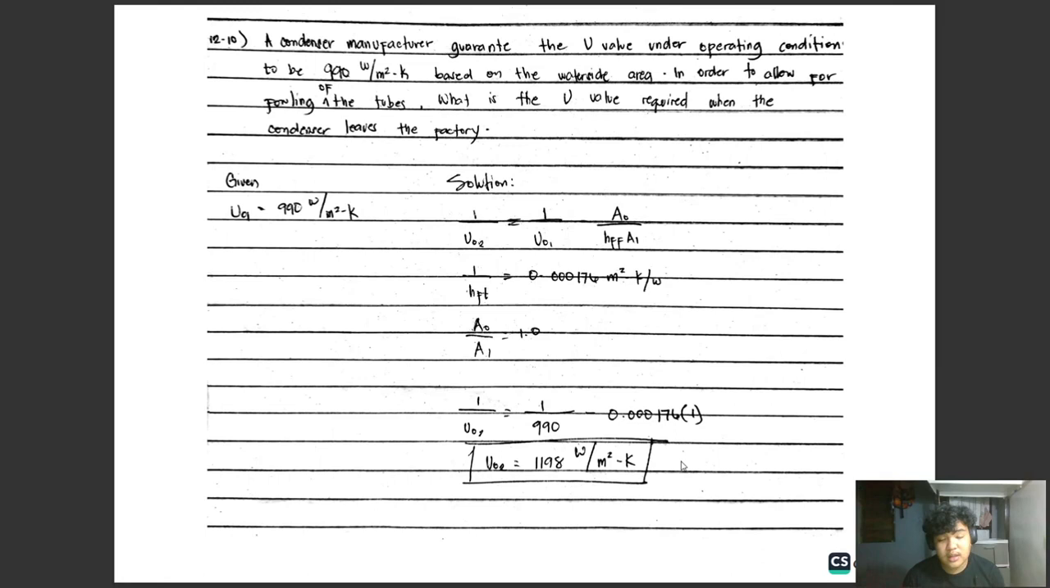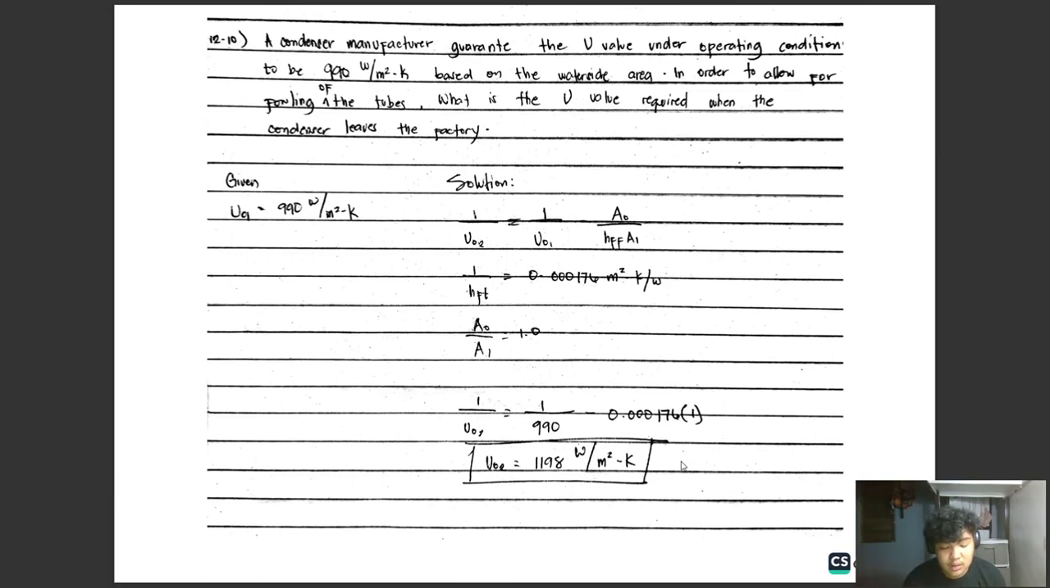So, the solution is most likely the same as in our problem 12-4. Am I right? Yes, 12-4. So 1 over U2 equals 1 over U1 minus area over hf A1. The value of our 1 over hf is equal to 0.00176 m squared K over W, and our area is equal to 1.0.